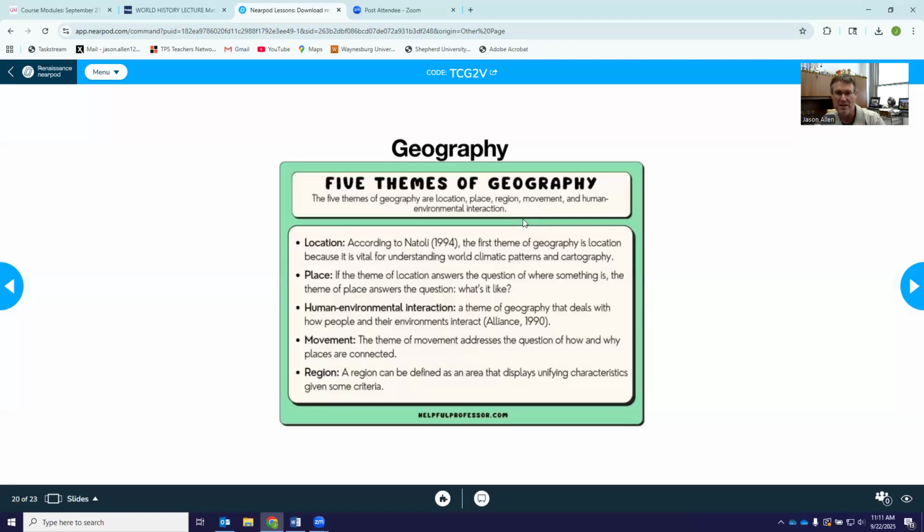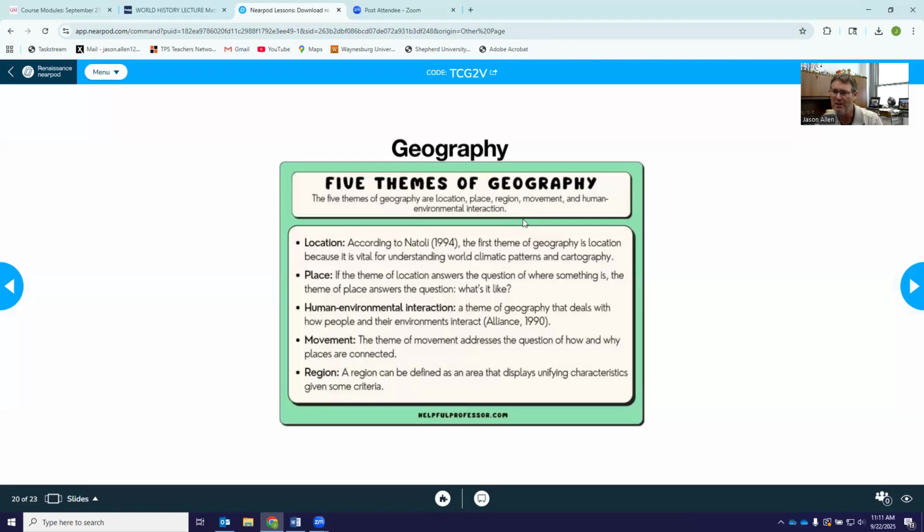Place answers the question: what's it like around here? We're mountainous. We've got a small urban type setting because of Martinsburg and DC kind of moving out this way.